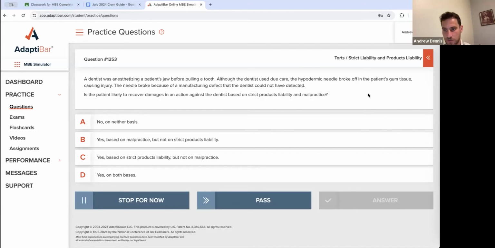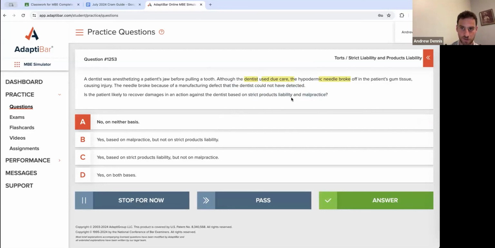So this one I'll kind of walk people through. We seem to mostly be getting it right. But the point here is that the dentist was using the product, right? The needle broke off while the dentist was using it. The dentist could not have detected it, and he was using due care. The dentist did nothing wrong here. If anyone can recover on strict product liability, it would be the manufacturer of the needle, and there's no evidence of malpractice here.